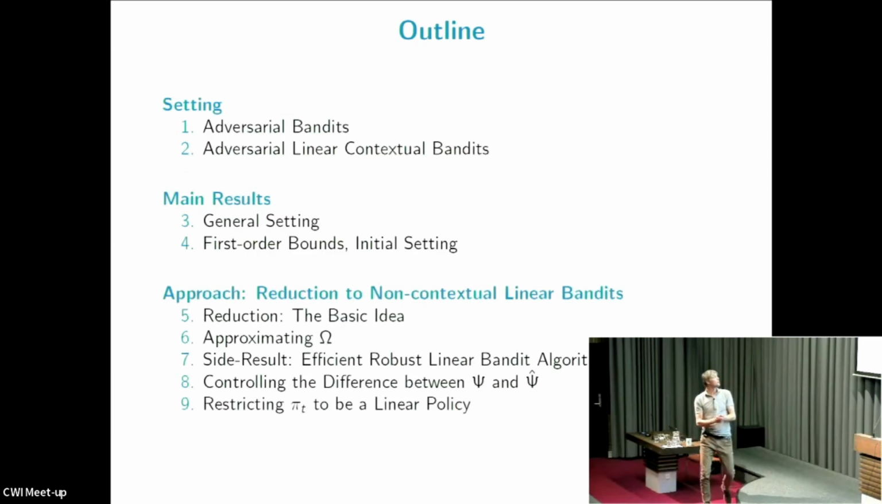Okay, there we go. So for a general outline, there's first the setting. I'll build up from adversarial bandits to contextual bandits to a more abstract formulation of contextual bandits. Then I'll go over the bounds, the rates that we get. And then the main part is about this reduction to linear bandits and what the general idea is. Yeah, we'll get to that.